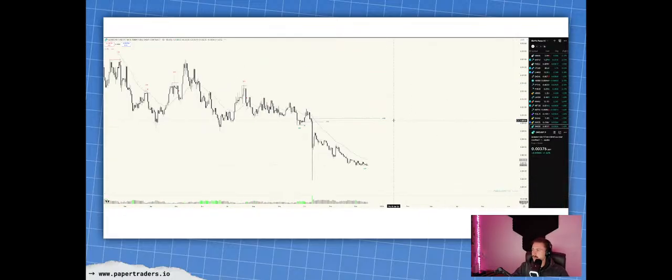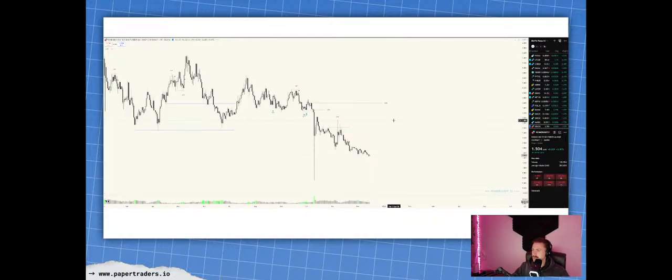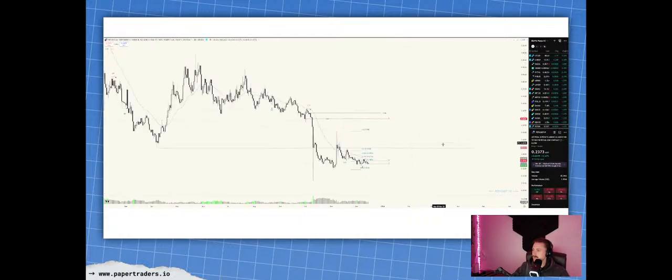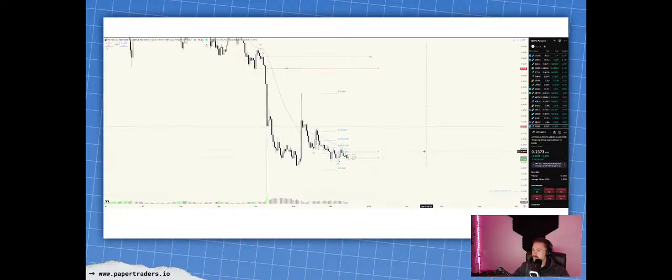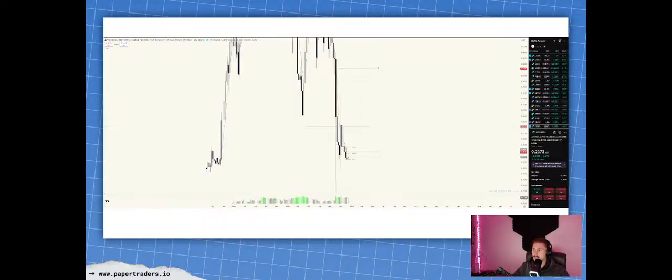Yeah, it's so sad to see Doge like that. Doge and Sheep got absolutely wrecked. FET was one of the faves, so still below the 200. Something that we're looking for. I mean, still holding this fair value gap. We're trying to at least.